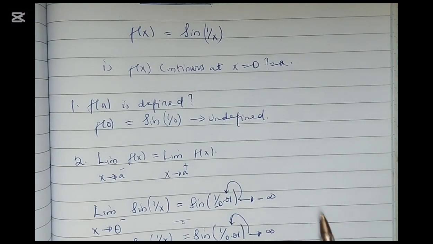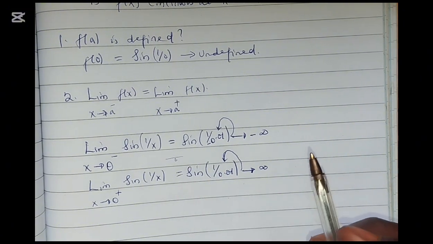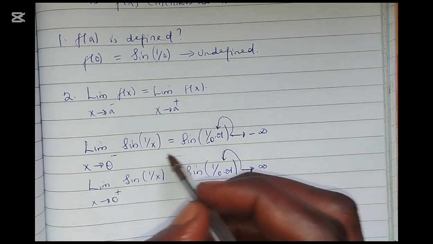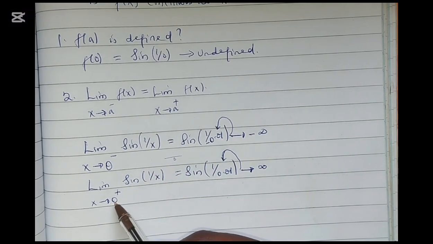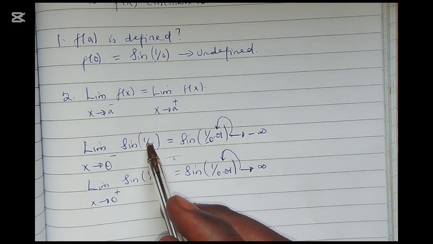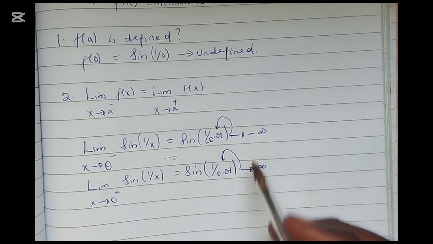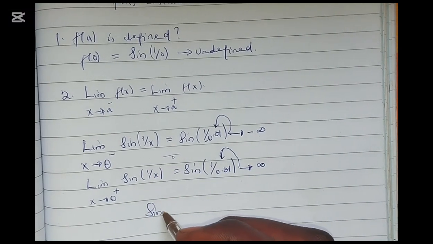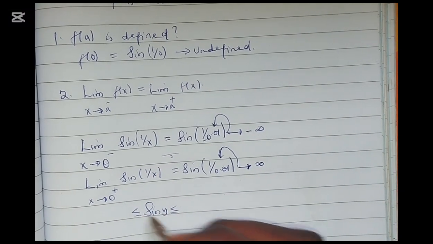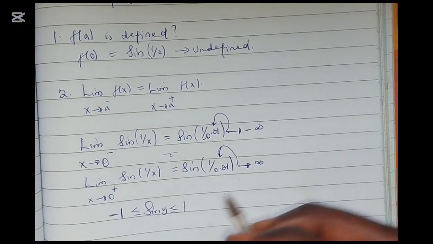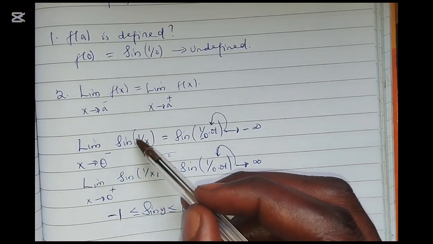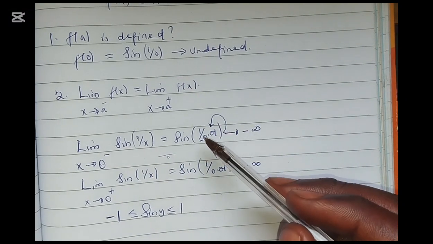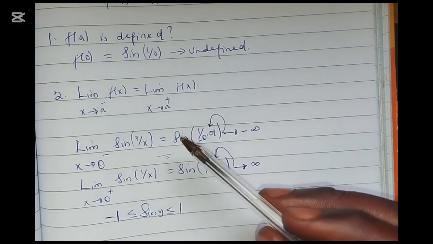So we can say that the limit of this function does not exist because it keeps on oscillating. What I mean is this. As x approaches 0, this approaches negative and positive infinity. This is because sine of whatever value you have will oscillate between 1 and negative 1. So as x approaches 0, 1 over x approaches negative infinity and positive infinity, which means that this limit does not converge to a single value.